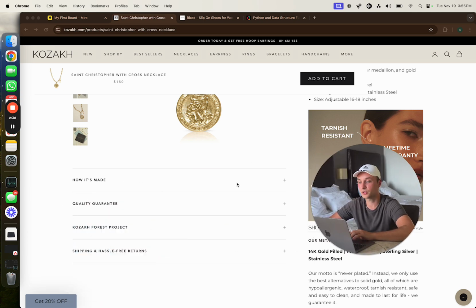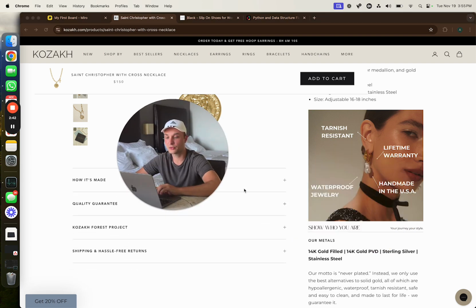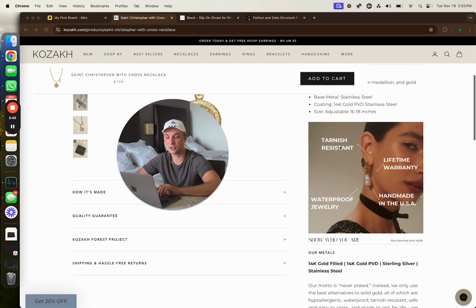The way you can do that is, again, with accordions, or a combination of accordions with a section like this here. For example, tarnish resistant, waterproof jewelry, lifetime warranty. All of these are unique selling points that make your product stand out from others. At the same time, you have to justify the price point you're putting onto your product. Your product might be a bit cheaper, but you still have to justify why you're selling it and why someone should actually purchase it.